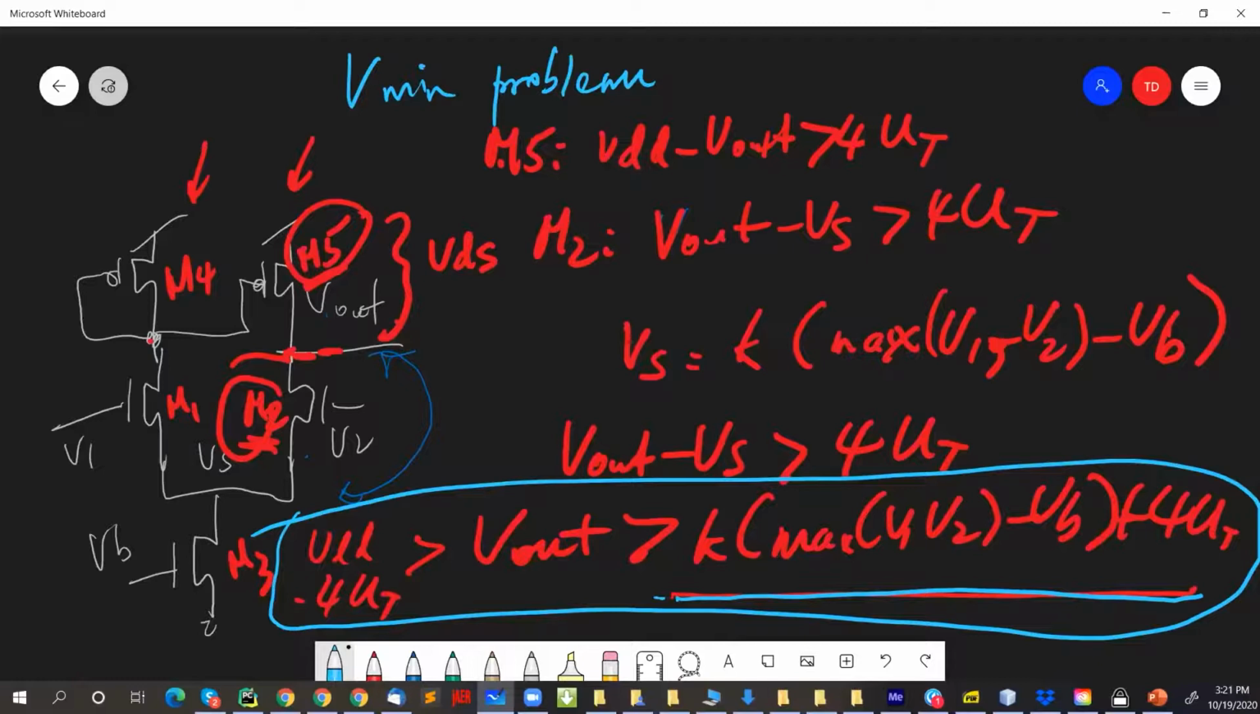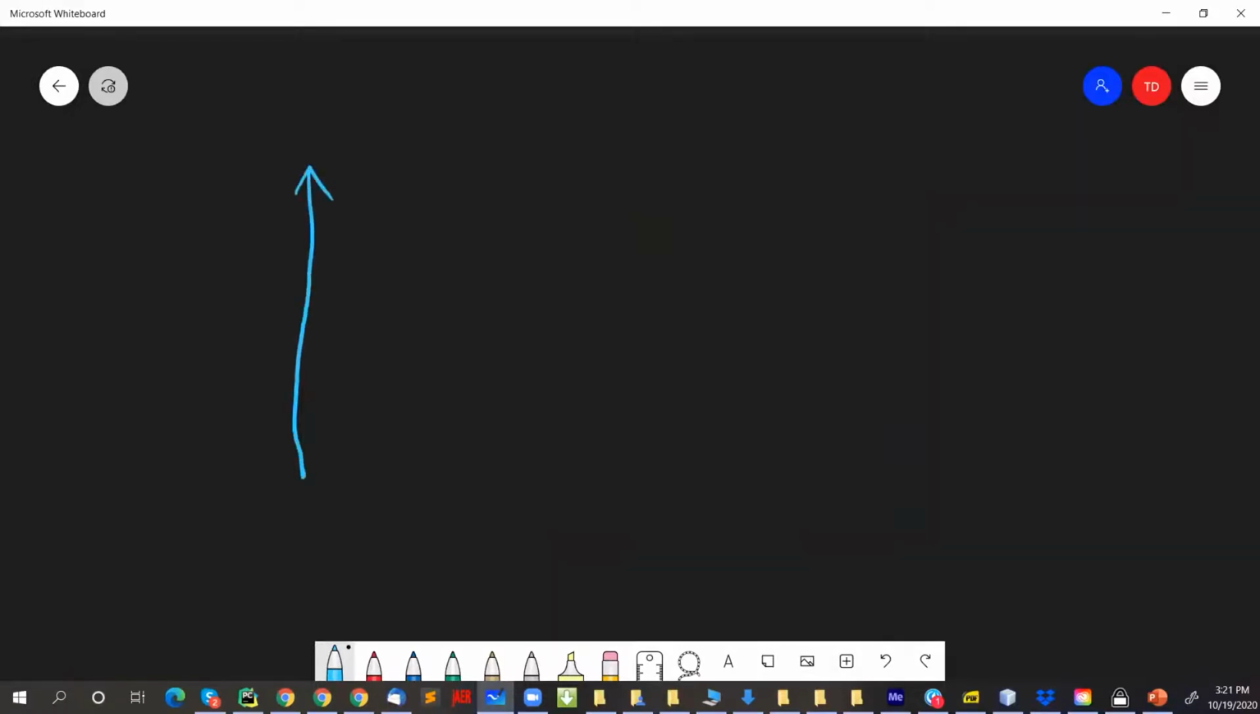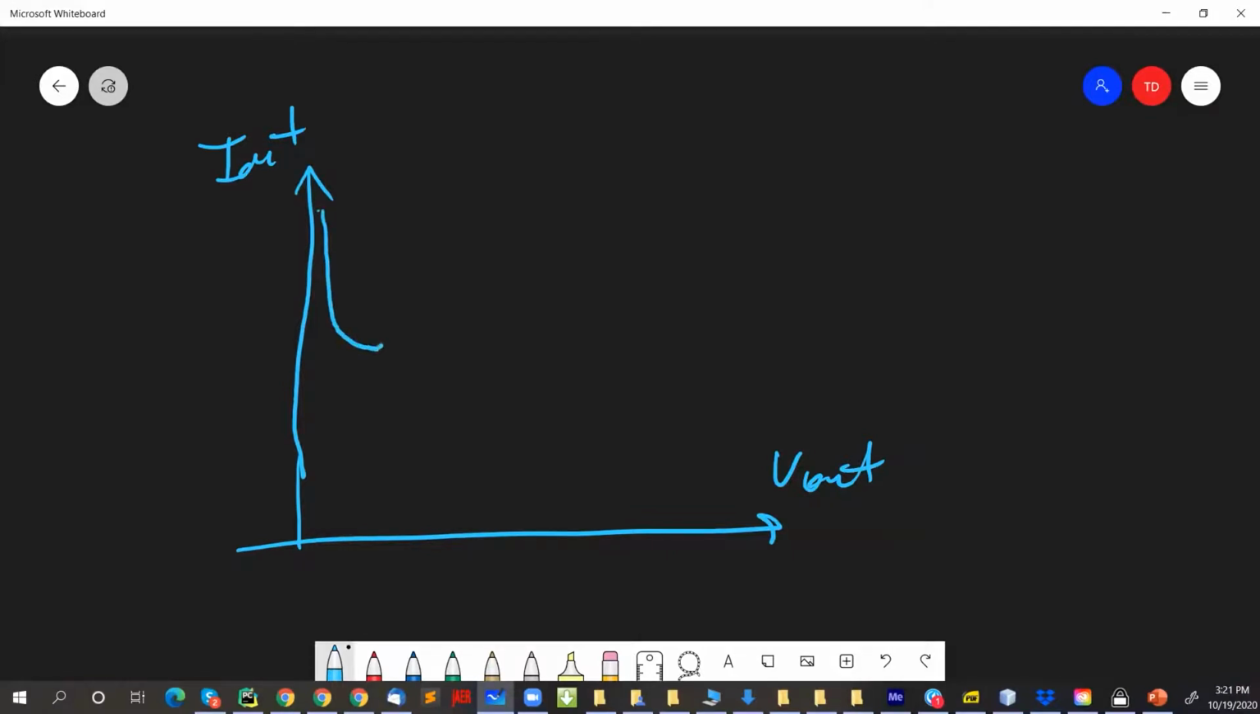And then if you look at the slides, if you set V1 equal to V2, and then you measure how I out changes as a function of V out, you're going to see a curve that looks like this if you actually do measurements.